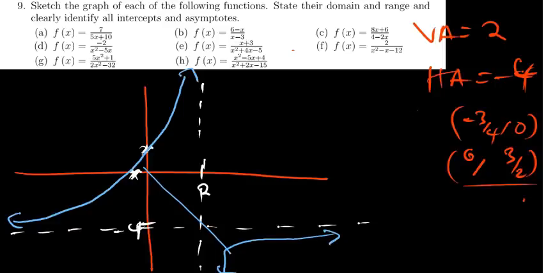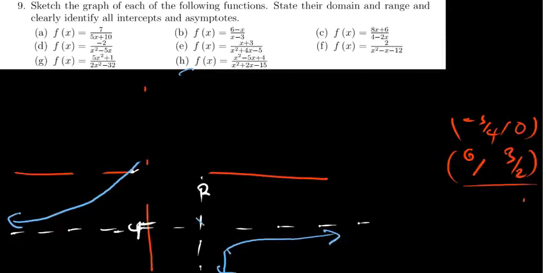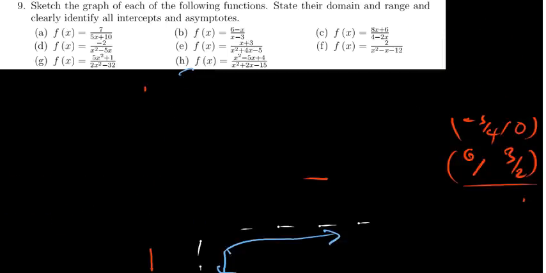Okay, that is going to be my graph, and this is not part of the graph. You can just get rid of this. Yes, so that is going to be our graph. As long as you know how to find the intercept, then the graph is going to be easy for you. So that is it for C.